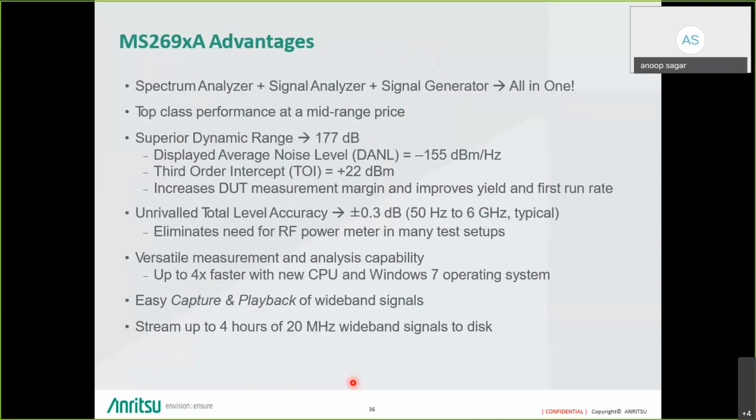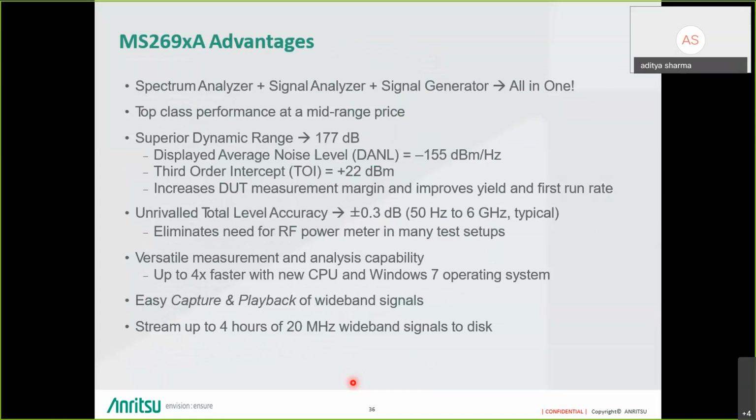Advantage, if I talk about all three instruments in a single one. Depending on the customer requirement, he can have either a spectrum analyzer, or he can have a generator as well along with the spectrum analyzer or signal analyzer. He can order that. It's very top class performance at a mid-range price.